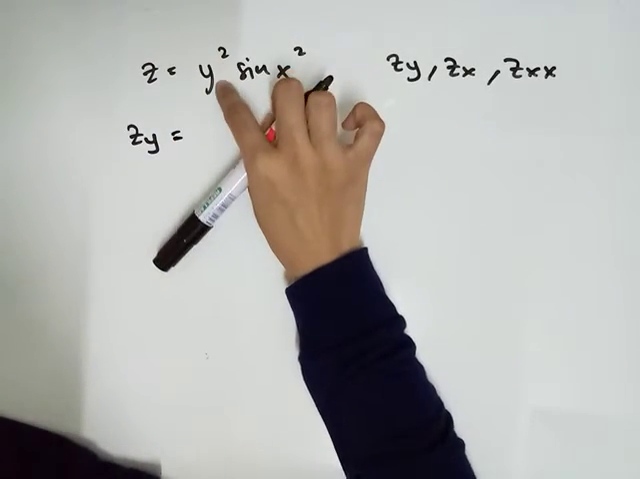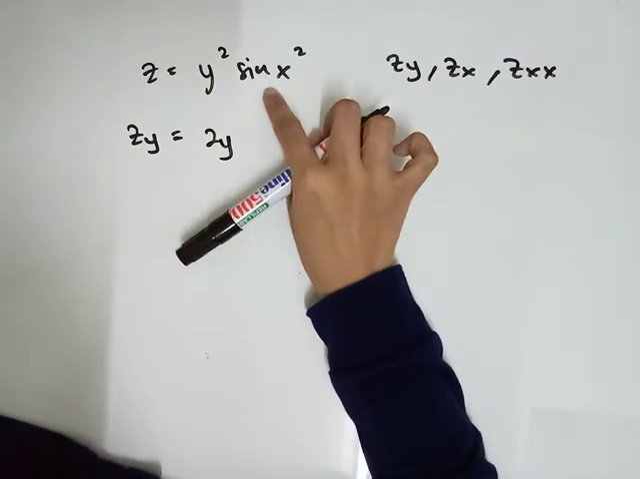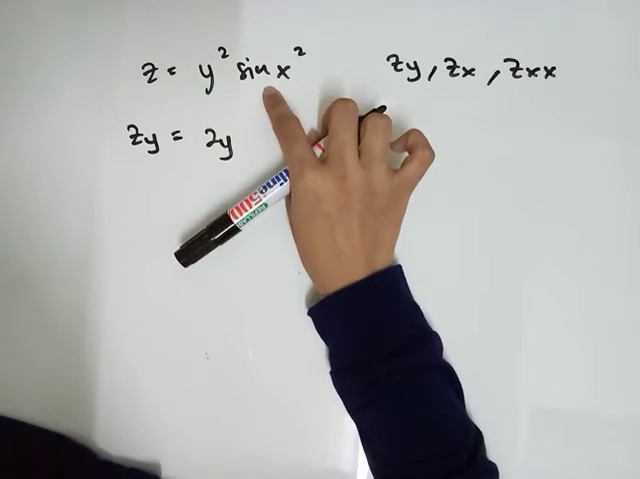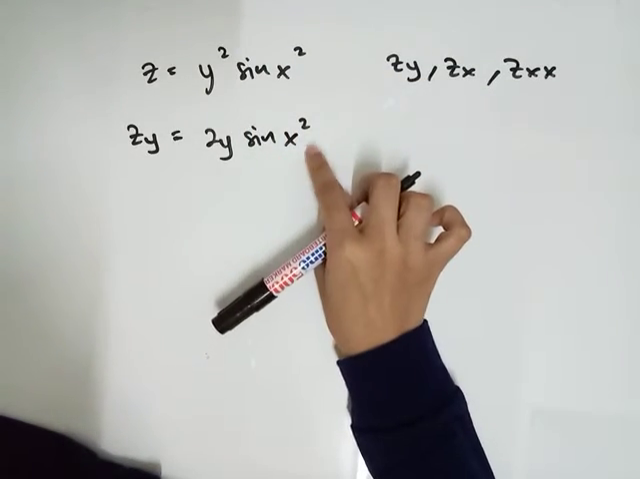Differentiate y squared, we get 2y. Sine x squared we assume as a constant, so it is fixed. The answer is 2y sine x squared.